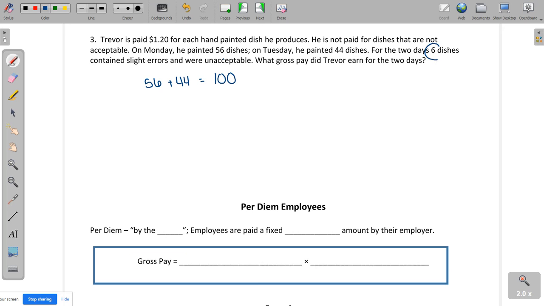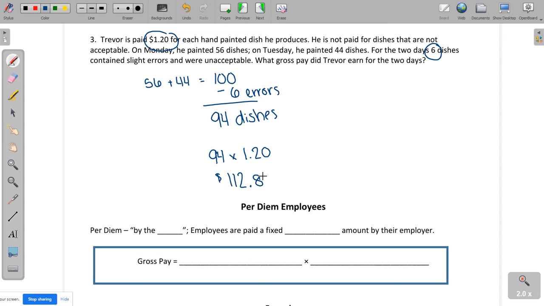Now, there are 6 dishes that he cannot get paid for because there are errors on them. So we subtract 6 from it. Those were our errors. So he can get paid for 94 dishes. We take the 94 and multiply by how much he can make, $1.20. When we multiply that through, we get $112.80.